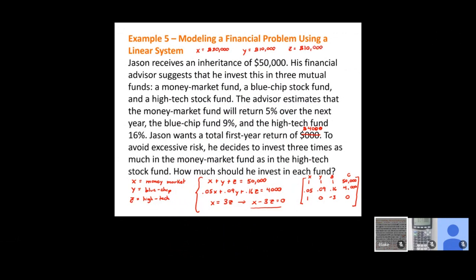Okay. So in other words, we're putting $30,000 into our money market, $10,000 into the blue chip stock fund, and $10,000 into the high tech stock fund.